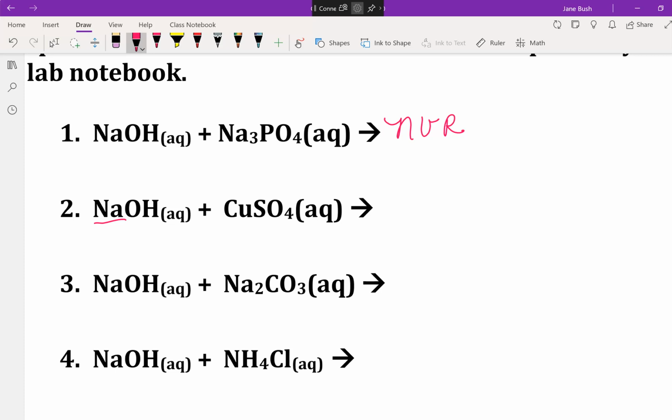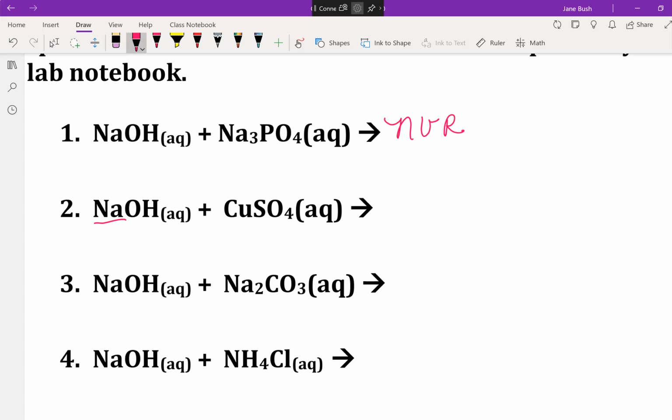Insoluble? Let's look. Chlorides are soluble with everything but silver, lead, and mercury. Is copper silver, lead, or mercury? No, so it's also aqueous. So guess what? That's actually an NVR. Wait, that's... Because they both end as aqueous. Oh.